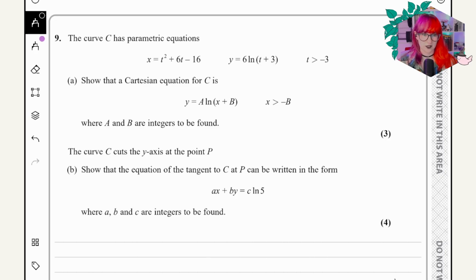So we're starting off with the curve C, which has parametric equations. x is t squared plus 6t minus 16, y is 6 ln t plus 3, where t is greater than minus 3. Show that a Cartesian equation for this, so the parametric equation is x and y both in terms of something else, and our Cartesian equation is x in terms of y, or y in terms of x, we want it in the form y is a ln x plus b.